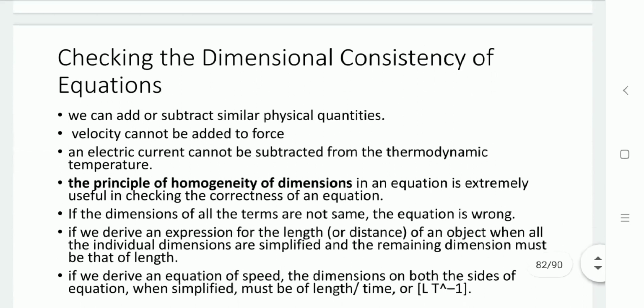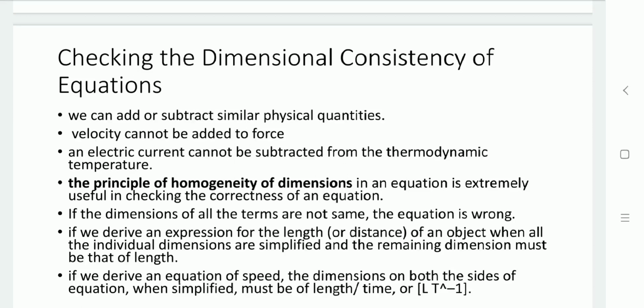Now let us check the dimensional consistency of this equation while we do any mathematical analysis. So we can add or subtract similar physical quantities. Velocity and force cannot be added. Electric current and thermodynamic temperature cannot be subtracted. Only those quantities which have similar physical dimensions can be added or subtracted.